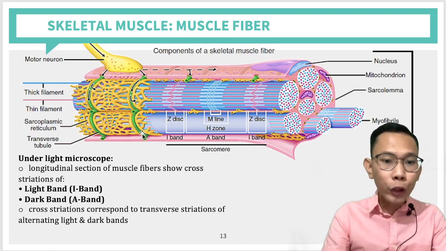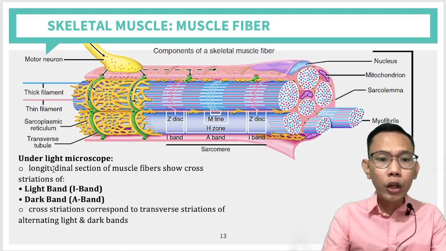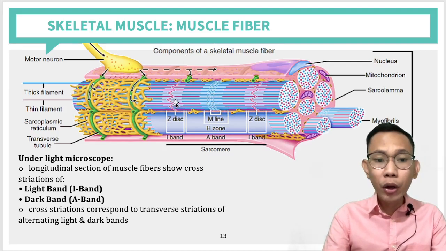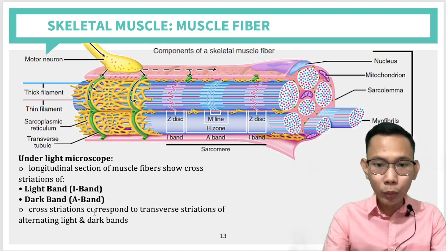Again, under the light microscope, a longitudinal section of your muscle fibers will show the cross striations of your skeletal muscle. This is the reason why you can see a lot of striations in your muscle fiber. It is because of your light band, or I band, and your dark band, or A band. So where is your I band? This is your I band, or your light band.